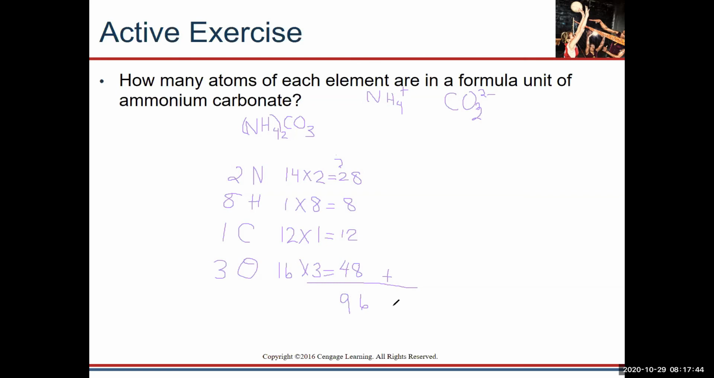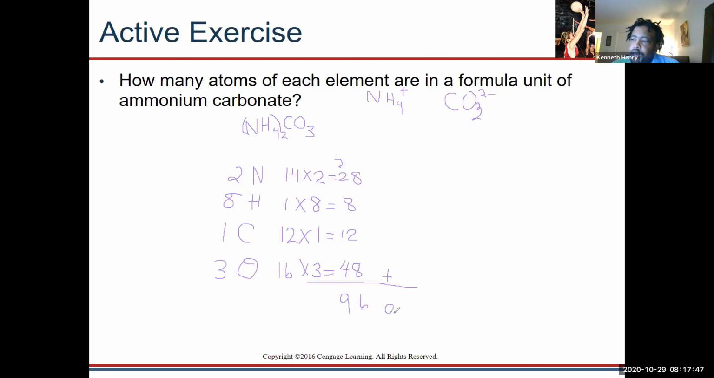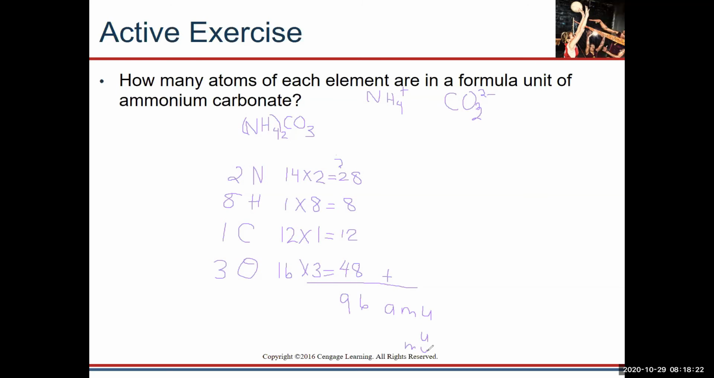And then we use AMU for atomic mass units. Sometimes you'll just see units, so you'll see 96 units. And sometimes you will see just mass units. So you'll see all 3, depending on where you're getting it from, but AMU. Now this tells us, in this case, the formula mass for this one compound only, okay? So just one of them. Are you with me still? Not too hard.